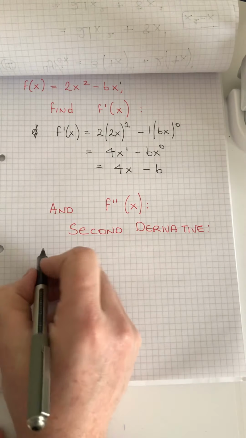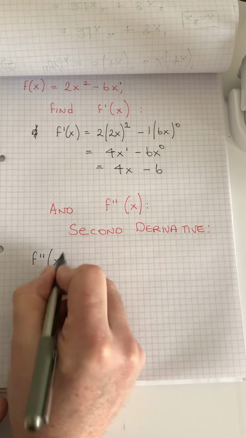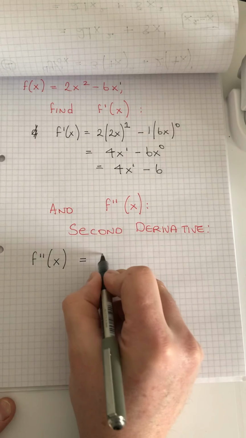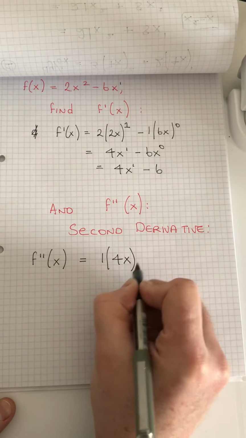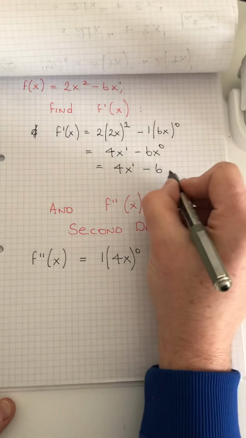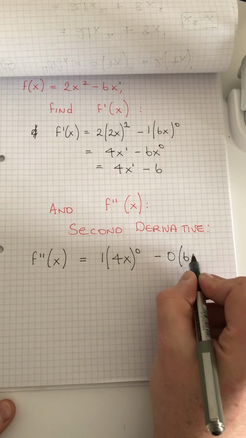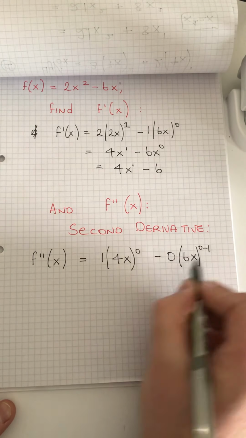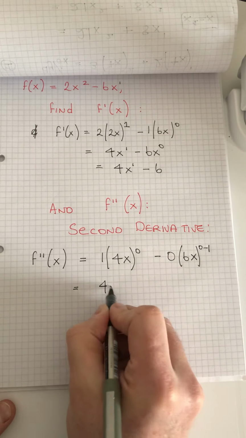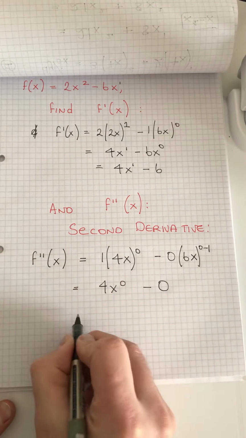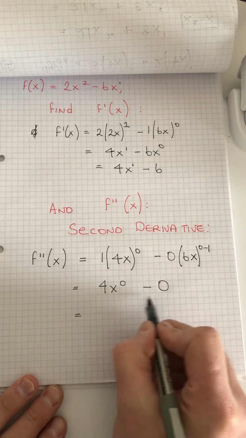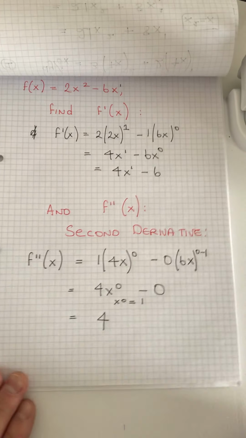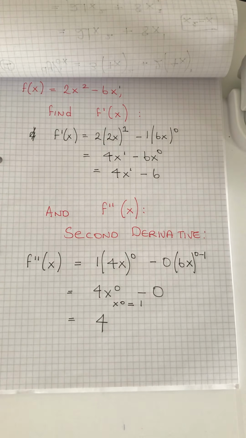And your second derivative then, f double dash of x is equal to, that's 4x to the power of 1, so 1 times 4x to the power of 0, minus 0 times 6x, it doesn't make a difference, to the power of 0 minus 1, which gives us 4x to the power of 0, which, x to the power of 0 is 1, so the answer is 4. And that explains our second derivative.